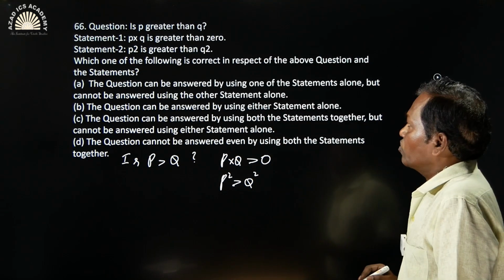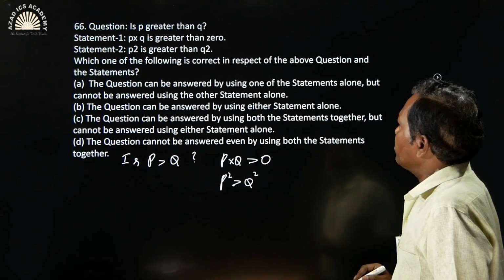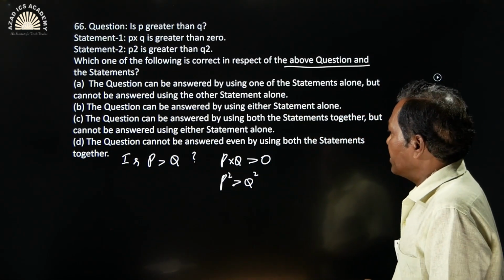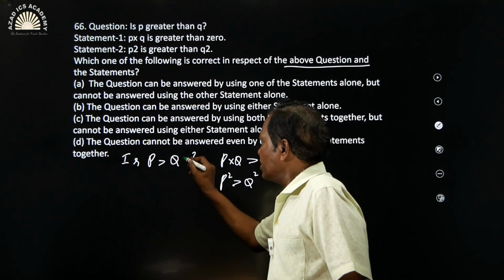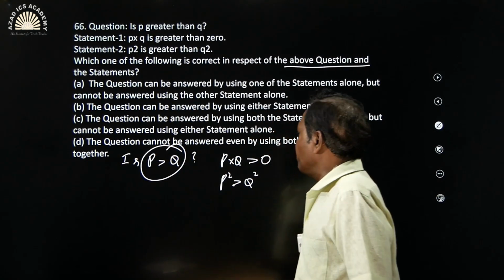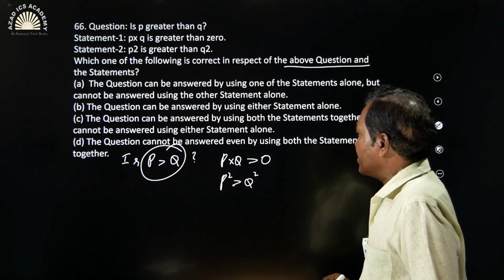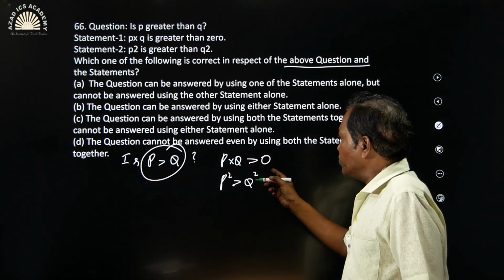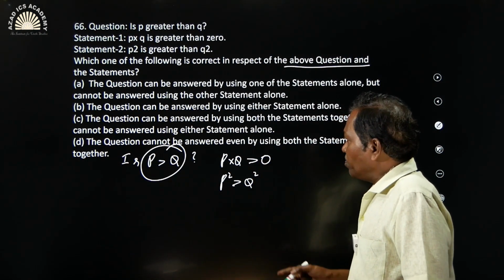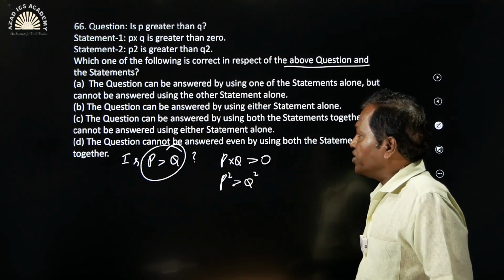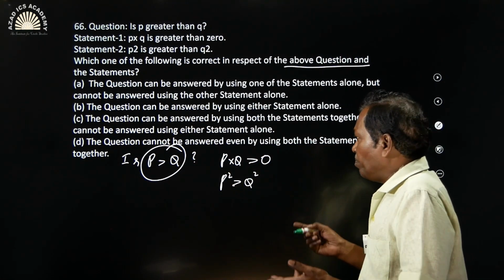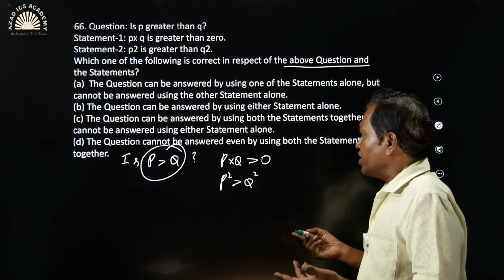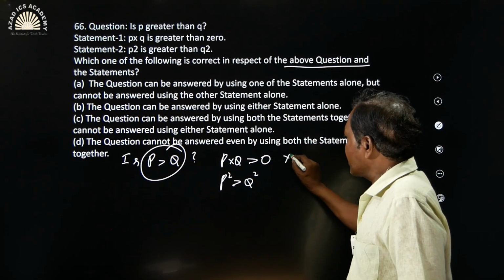The question can be answered by using one of these statements alone. Right, fine. Which one of the following is correct in respect of the above question? The question is: is P greater than Q? We need to know whether P is greater than Q. P into Q greater than 0 means whether P is greater than Q or Q is greater than P is not known to us. Maybe P is greater than Q, or Q is greater than P, and both numbers could also be the same. So this is not correct.